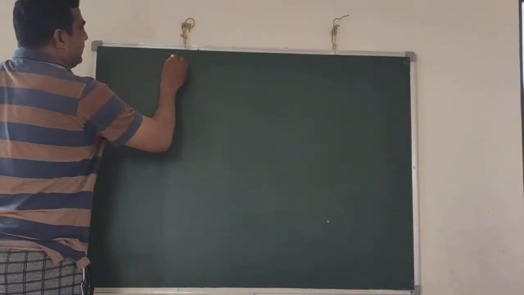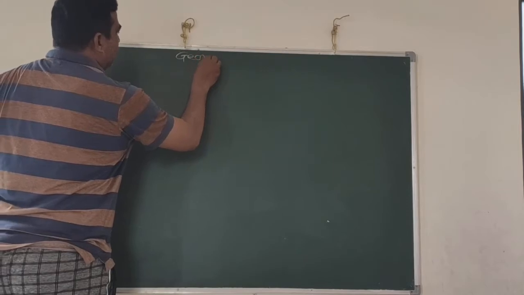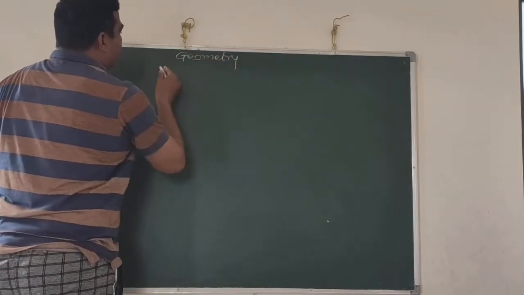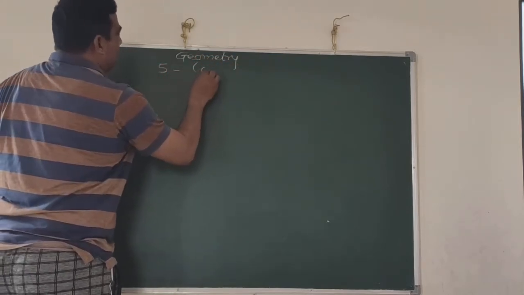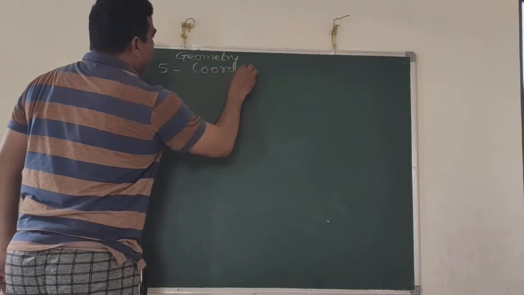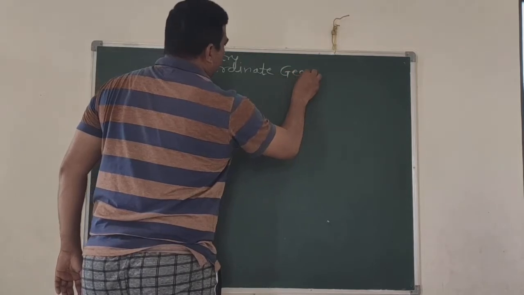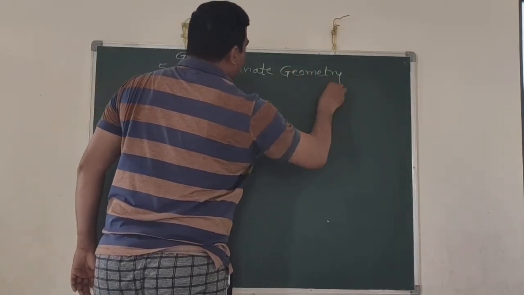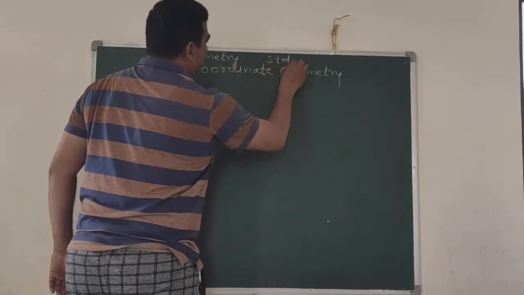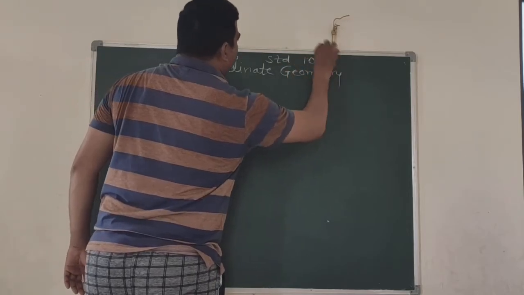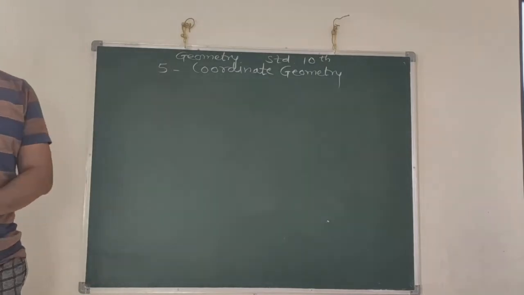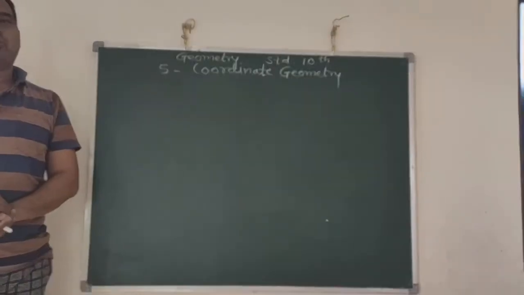Now we are going to start the next chapter of geometry, the fifth chapter, that is coordinate geometry, Standard 10. So here we are going to start the next chapter of standard 10 geometry, that is coordinate geometry.